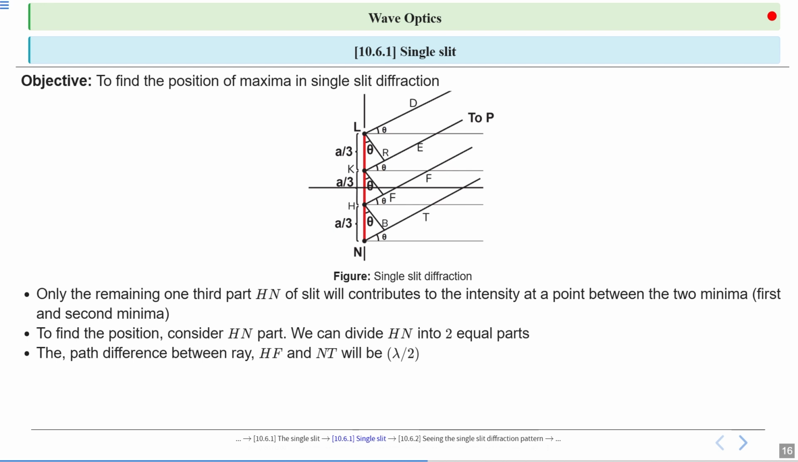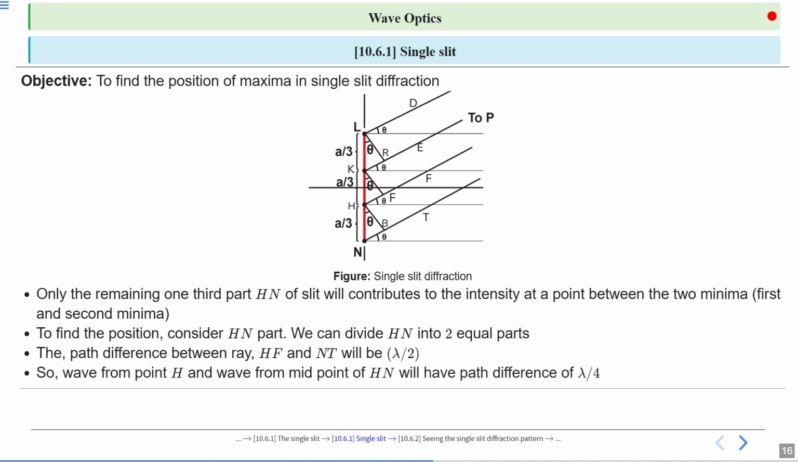Now consider the path difference between the rays HF and NT. This path difference, between the waves originating from points H and N, is lambda by 2, where lambda represents the wavelength of light. This specific path difference is significant because it leads to destructive interference.